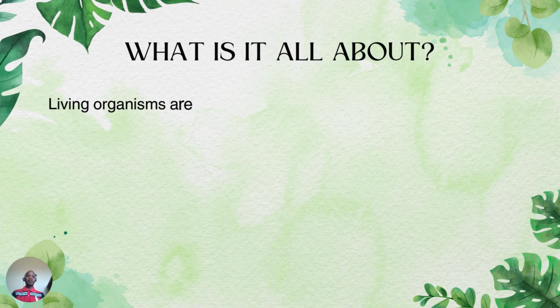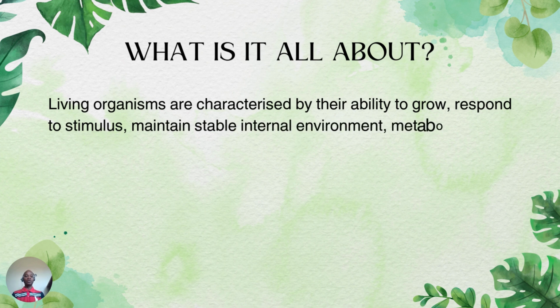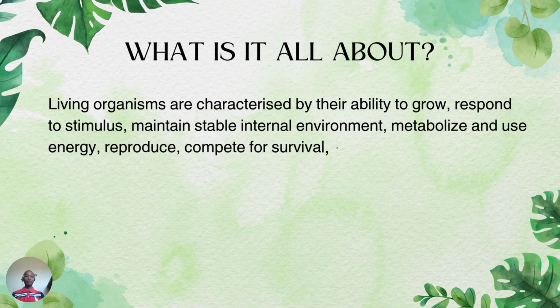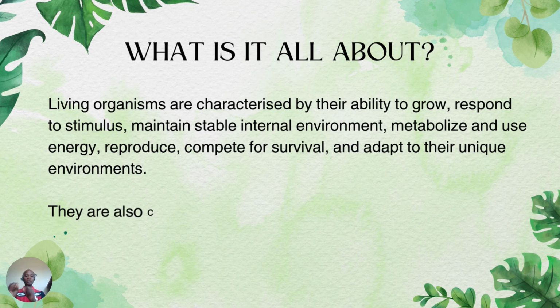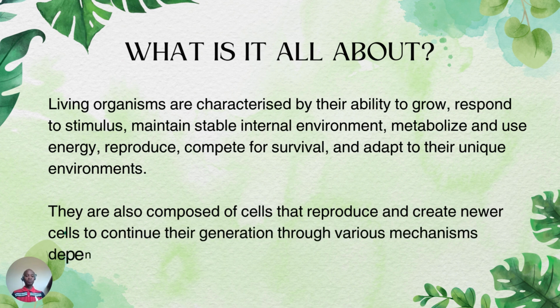All right, what is this all about? Now, living things are characterized by the ability to grow, to respond to stimulus, maintain stable internal environment, or what we call homeostasis, then metabolize and use energy, reproduce, compete for survival, and adapt to the environment. So, in this, what is also essential is that the cells are the unit of life, and they should be able to reproduce. We should be able to continue their generation through various mechanisms.